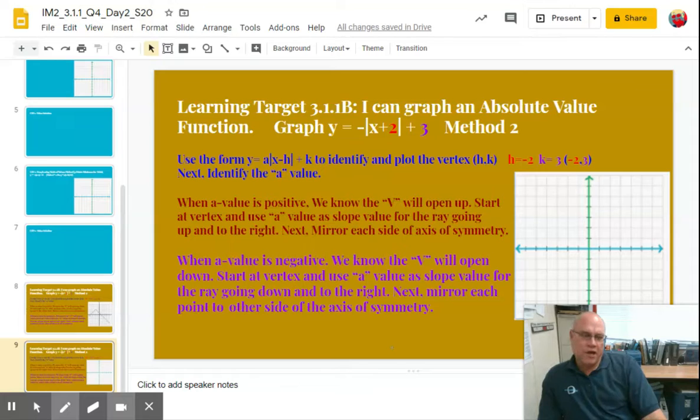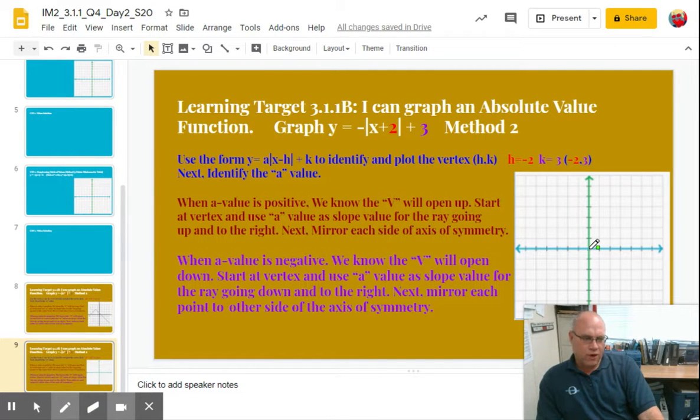All right, I want to show you another method that I think a lot of you will like if you like graphing lines using slope-intercept form. So we're going to do the same process to find the vertex. So we have the same example as we had the first time, y equals -1 times the absolute value of x plus 2, plus 3. So we determine our hk is -2, 3.